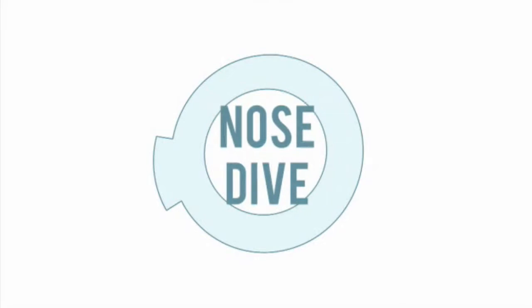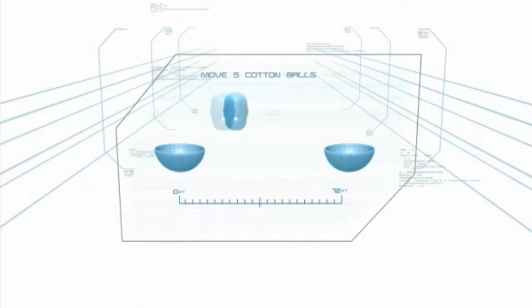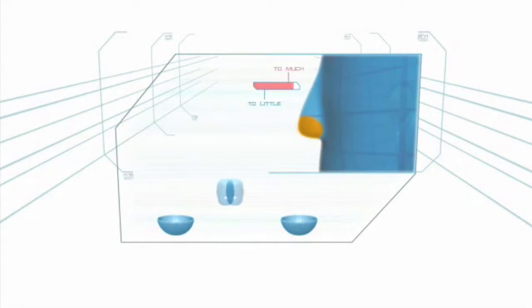Nosedive. In this challenge, the contestant must transfer 5 cotton balls, one at a time, from one bowl to another, using only their nose. To do this, the contestant uses petroleum jelly on the tip of their nose as a transfer agent. Too much makes the release into the bowl difficult.